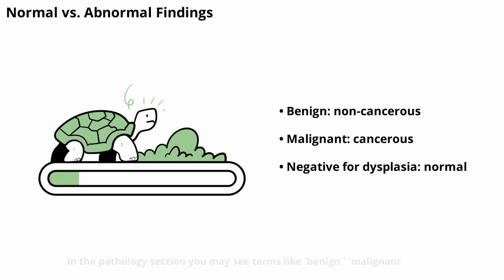In the pathology section, you may see terms like benign, malignant, or negative for dysplasia. Benign means non-cancerous, while malignant indicates cancer. Negative for dysplasia is a good sign, meaning no abnormal or precancerous cells were found. Understanding these distinctions helps you gauge the seriousness of the findings.